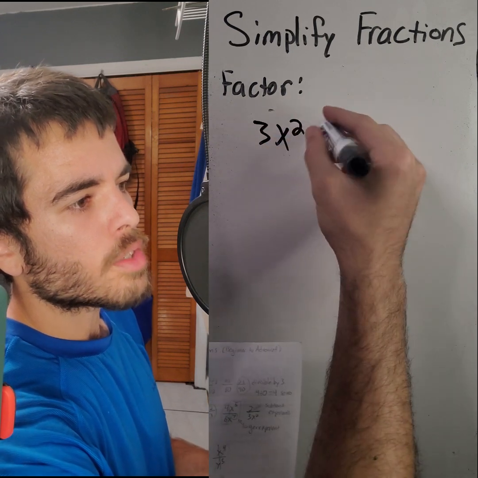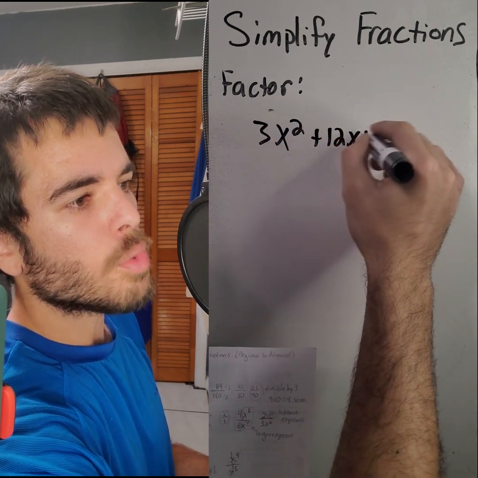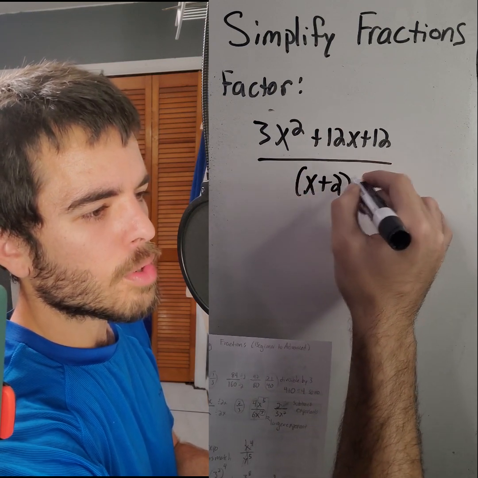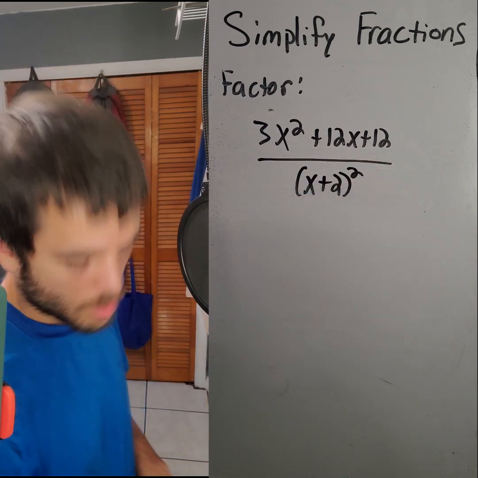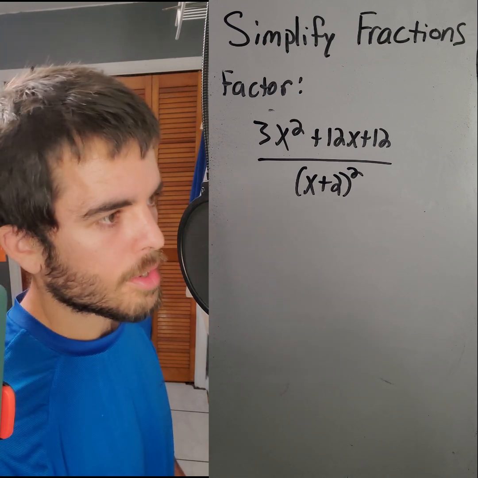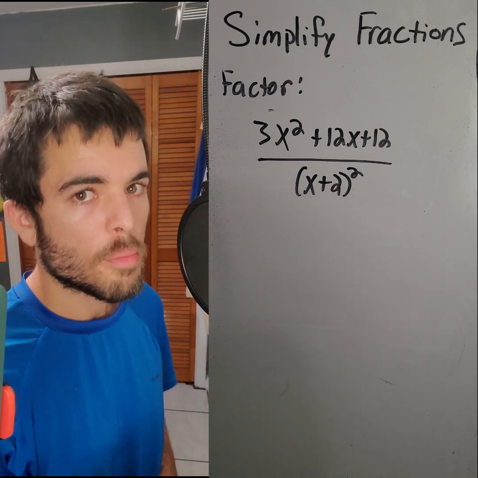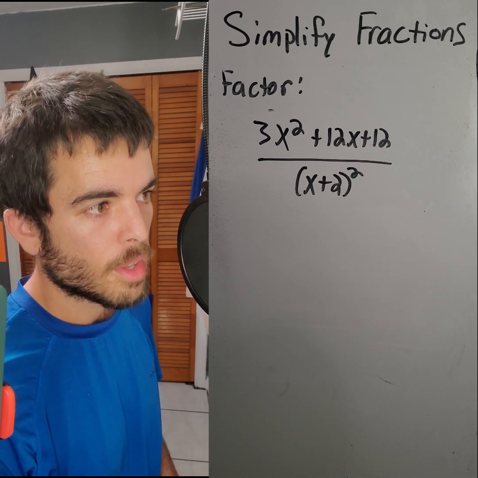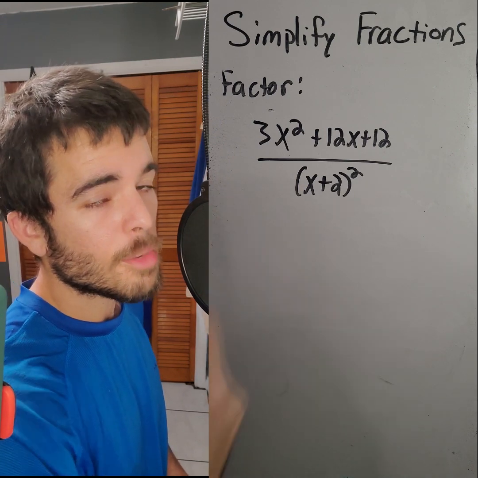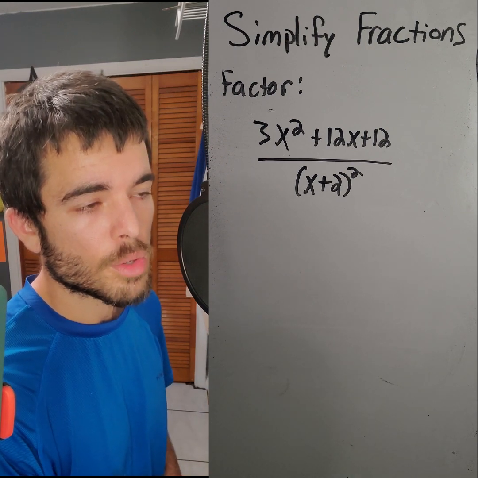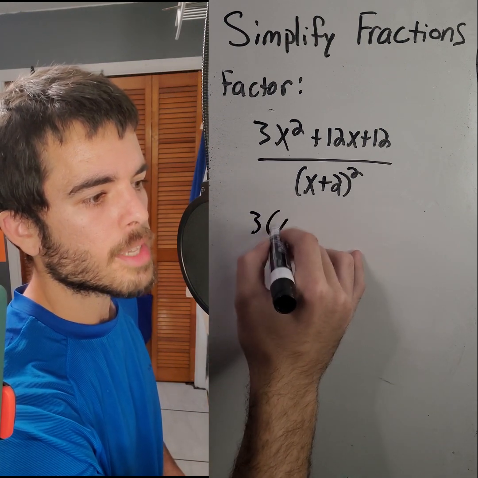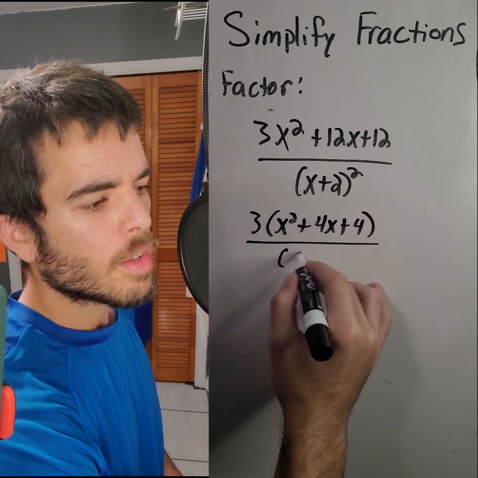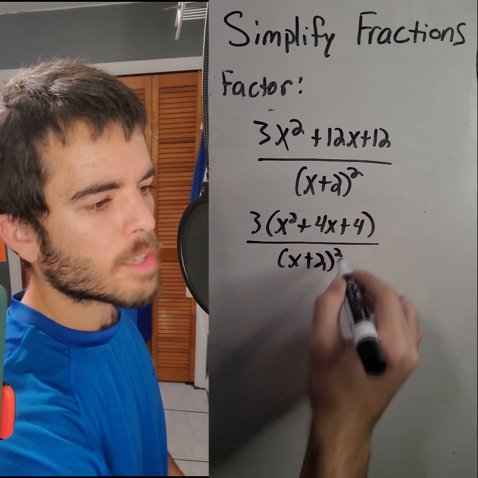Moving on, let's do 3x squared plus 12x plus 12, all divided by x plus 2 squared. All right, so a couple things going on here. The first thing you want to do is jump on any opportunity to factor a GCF, a greatest common factor. The GCF of the numerator is going to be 3. 3 goes into every single one of those terms up top. So we have 3 times x squared plus 4x plus 4, all divided by x plus 2 squared.